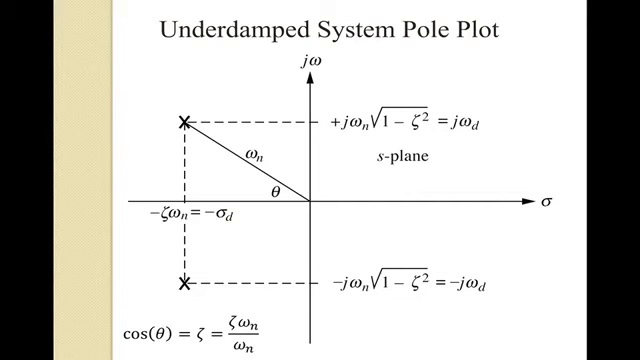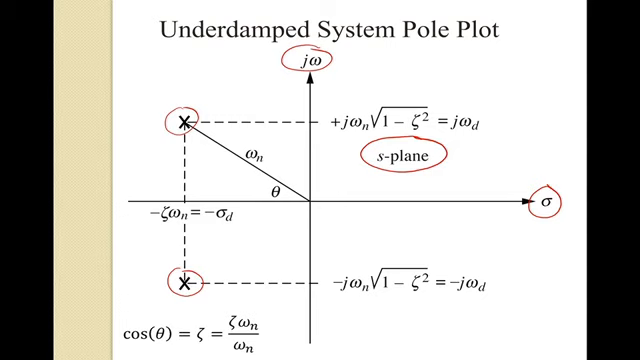So first, I want to look at our system pole plot in the S-plane. And a quick reminder, in the S-plane, we have a real part we're going to denote as sigma, and then the imaginary part we're going to use as our j omega axis. So what I'm showing here are two poles. They are complex conjugates, as shown here. And you'll see there's a real part and an imaginary part.